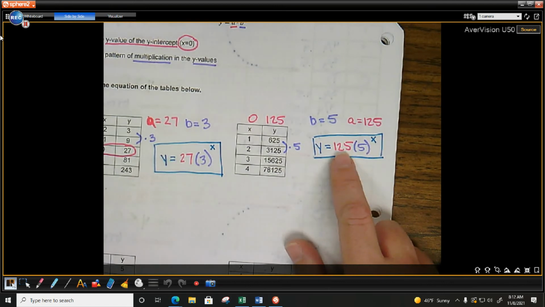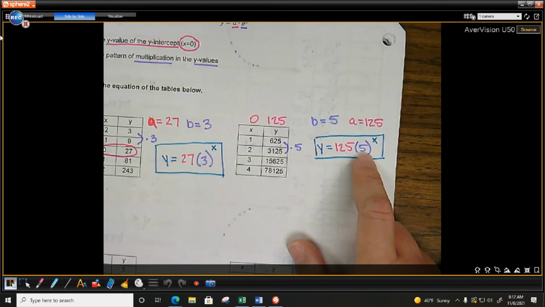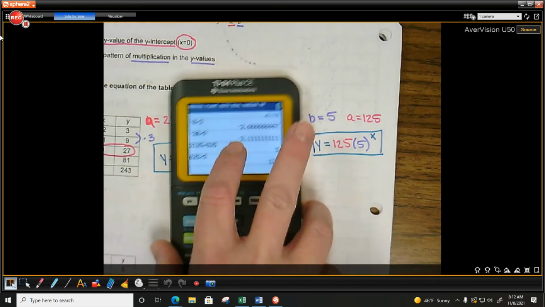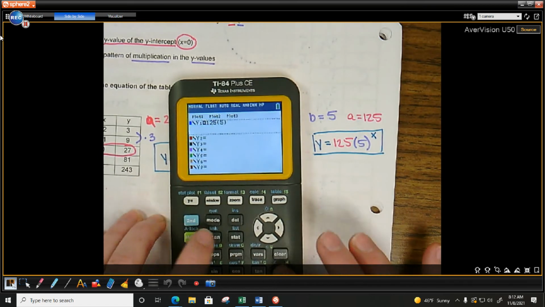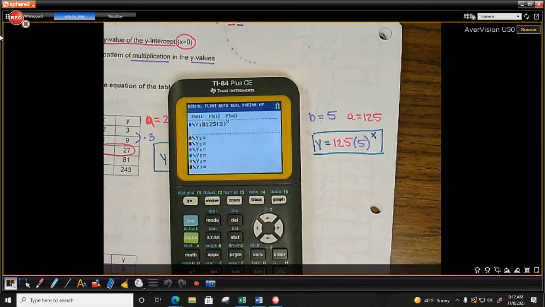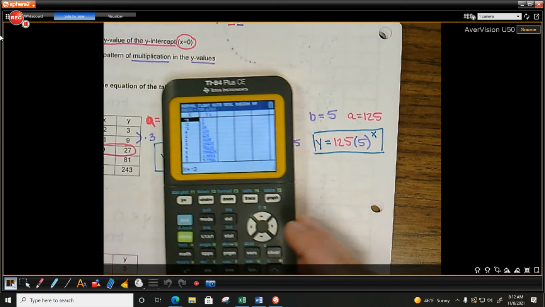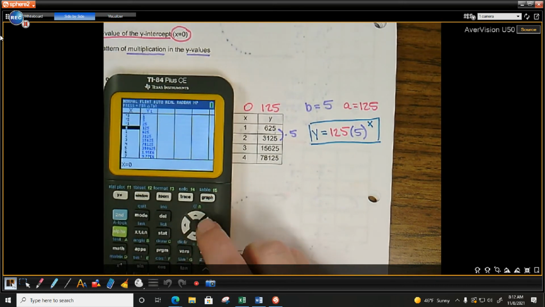And then we're done. You just plug it into your formula. So let's plug this into our calculator and make sure we get the right table. Let's all practice this with me. Some of us struggle using the calculators because you don't do them daily with me. So let's all put our fingers on the calculators and we are plugging in 125 times 5 raised to the x power. And then go to your table. So I have 0 is 125, then 1 is 625, 2 is 3,125, and 3 is 15,625, and then 4 is 78,125.